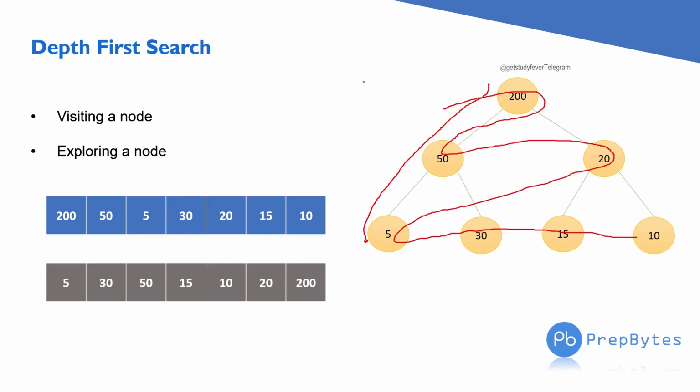Now the two similarities between depth first search and breadth first search with a tree are that breadth first search is similar to level order traversal, correct? And depth first search is nothing but printing pre-order. In case of trees, breadth first search is level order traversal, and depth first search is nothing but pre-order. If you write a pre-order of this tree, it is nothing but 25, 5, 30, 20, 15 and 10.